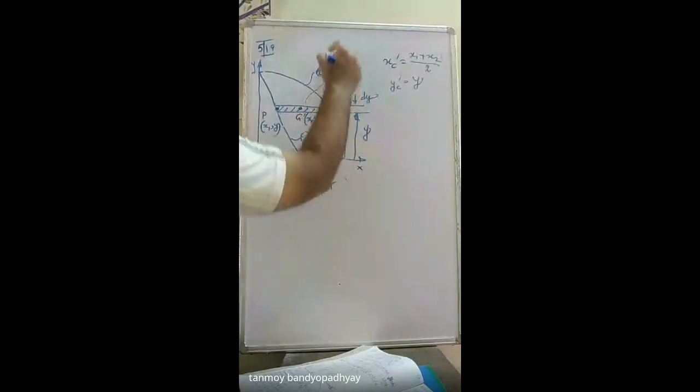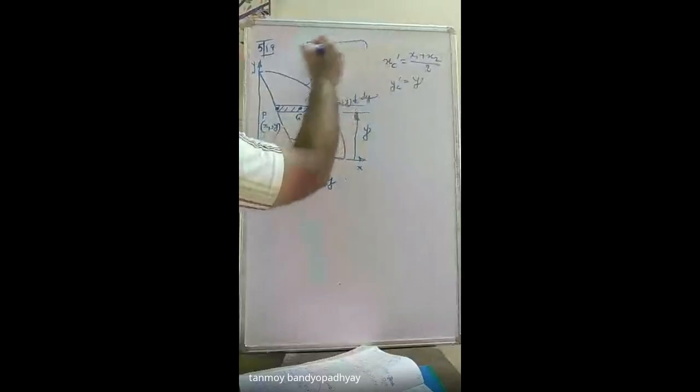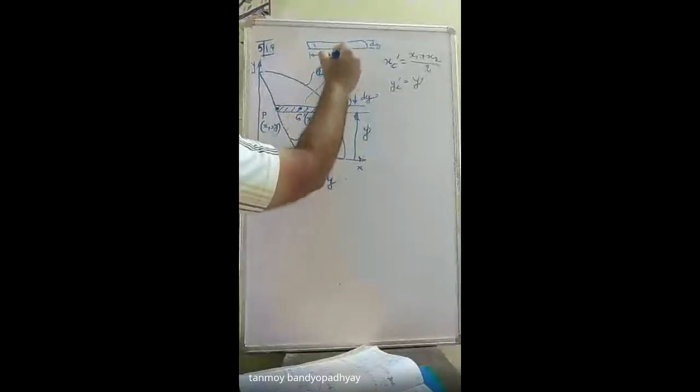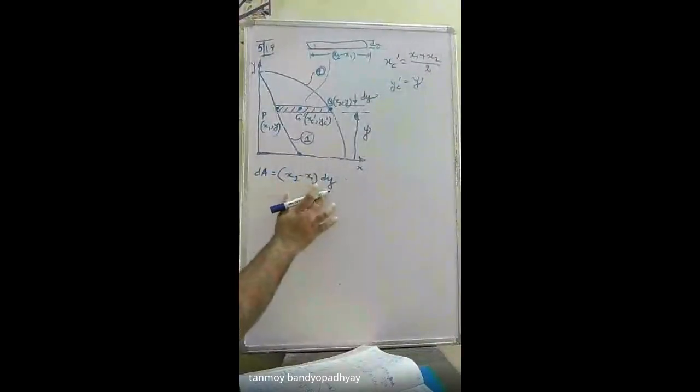So if I draw this elemental area here, it is something like this. So this is the elemental area. The thickness is dy, and this length will be x2 minus x1. So this elemental area will be equal to x2 minus x1 into dy. So now we need to find out x2 and x1.